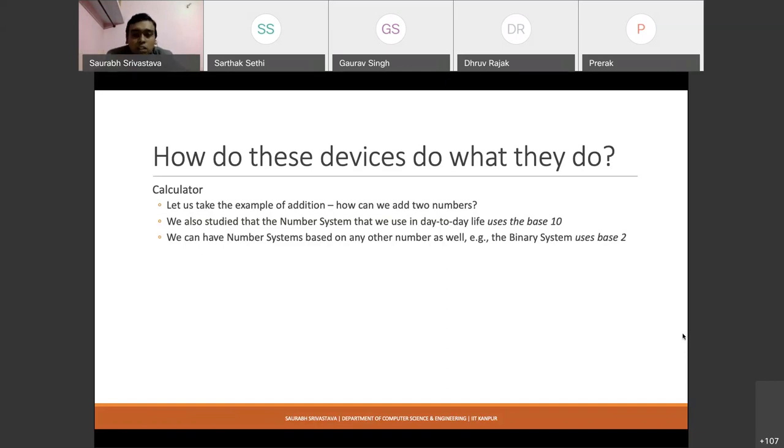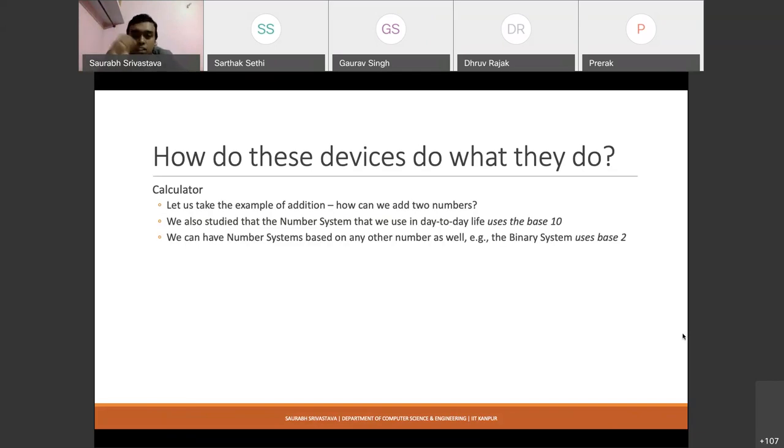Now imagine a world where instead of using powers of 10, I use base 2. So now I'm going to multiply stuff by 2 to the power something, okay? The first digit in my number is something into 2 to the power 0, the second is something into 2 to the power 1, something into 2 to the power 2, and so on and so forth.